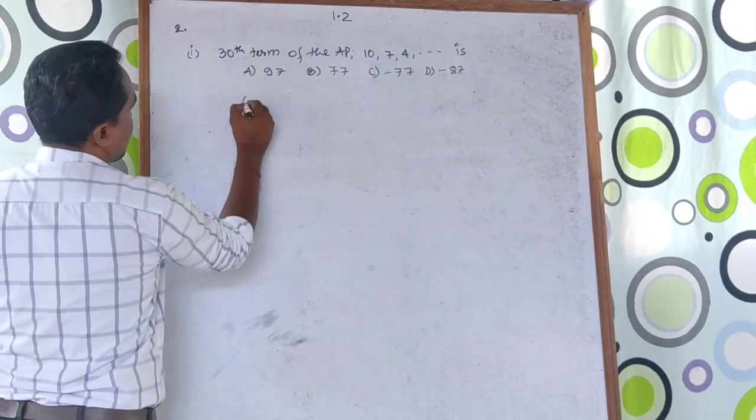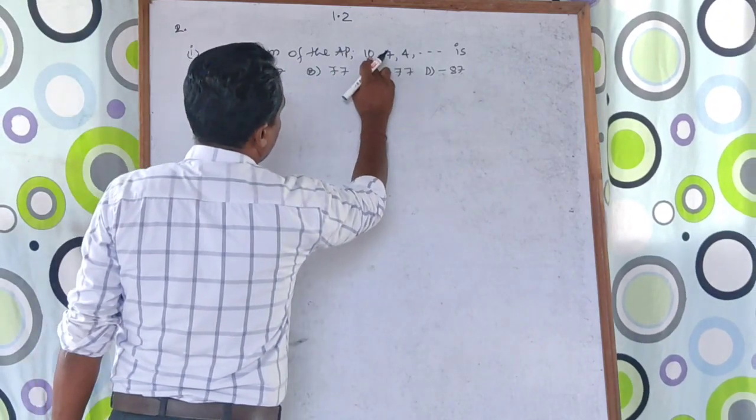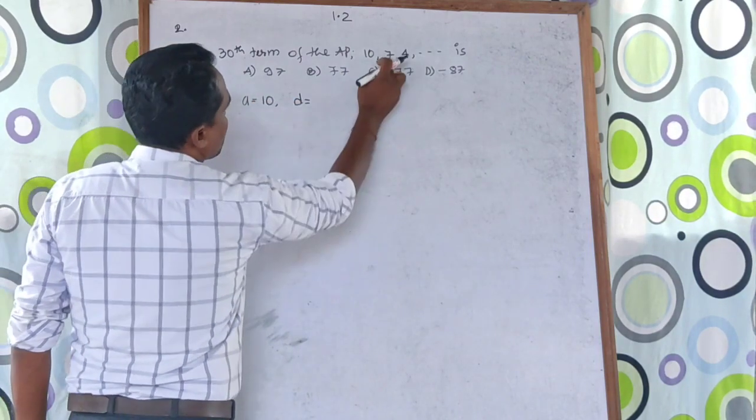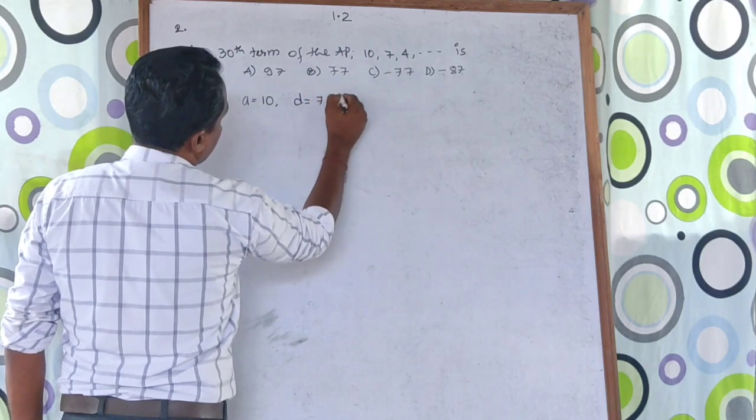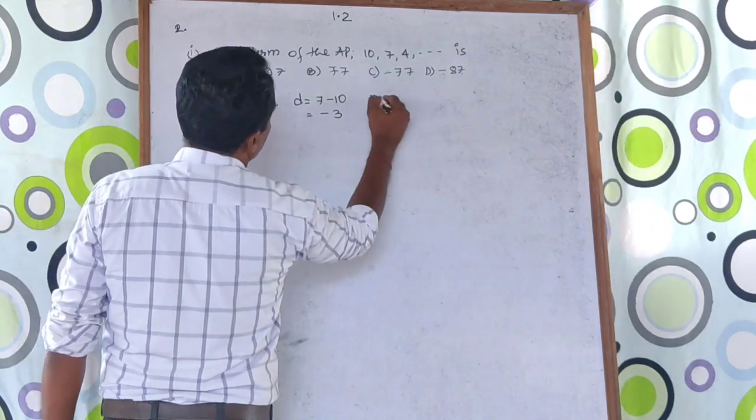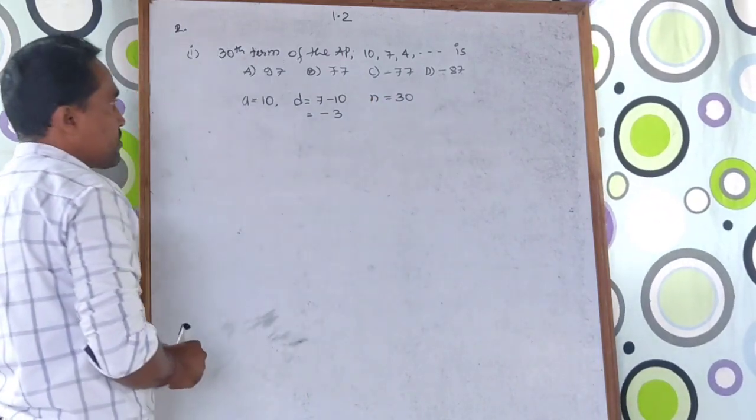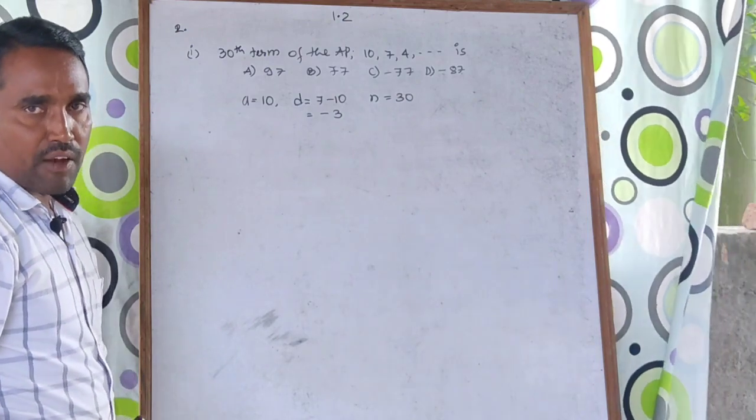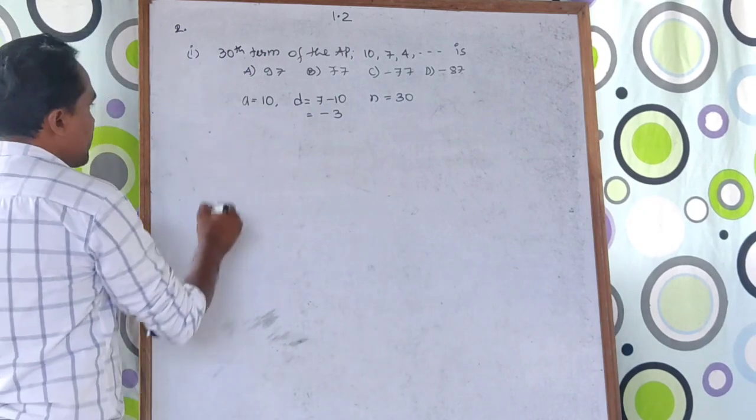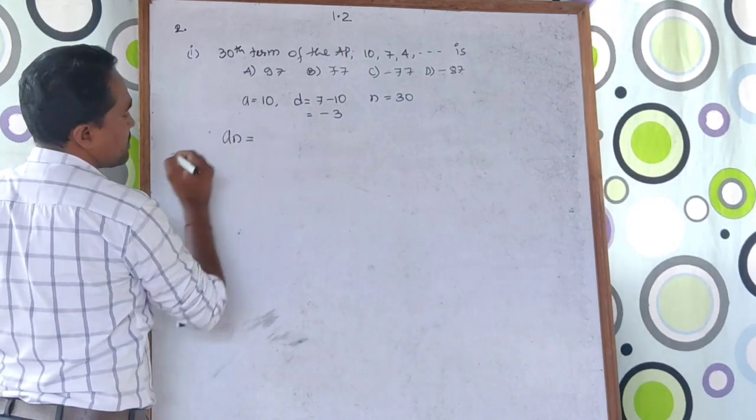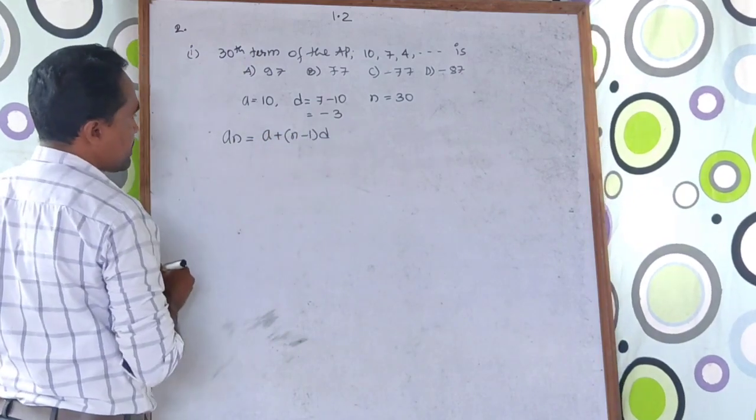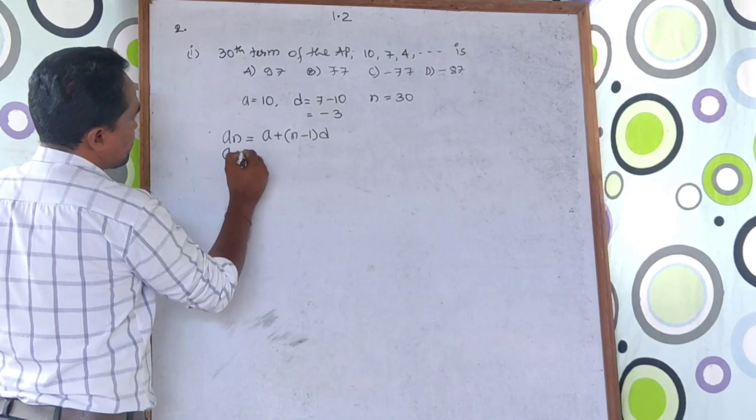Okay, first take, what is A here? Look at the list of numbers. A is the first term, so A equals 10. D equals 7 minus 10 equals minus 3. N equals 30. We need to find out the 30th term. I will show the same question in 2 ways. You can follow any one of the methods. Number 1, by using the formula. This is the formula for you, right? I need to find out A30.